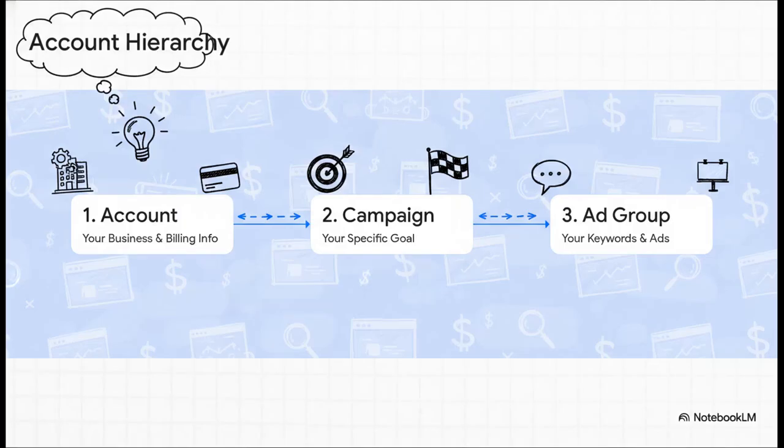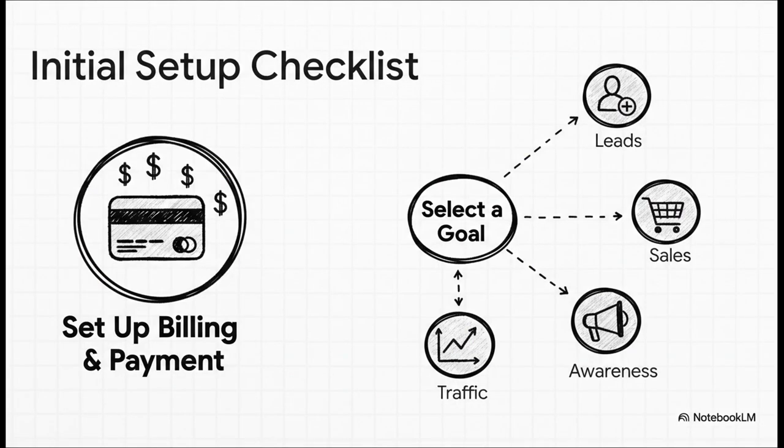You know, at its heart, the structure of Google Ads is actually pretty simple. It's just 3 levels. At the very top, you've got your account. That's where your business info and all your billing stuff lives. Inside that, you have campaigns, and each campaign has one specific goal. And then, inside each campaign are your ad groups. That's where you put your keywords and your actual ads. Just remember that. Account, campaign, ad group. That's the core structure.